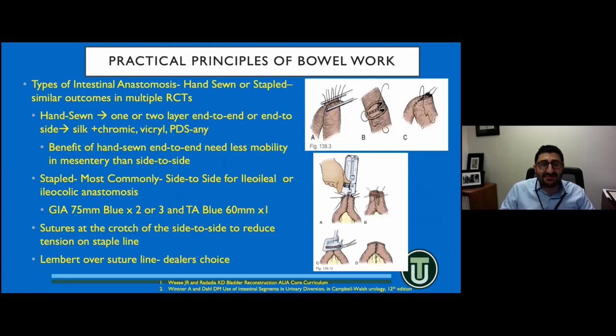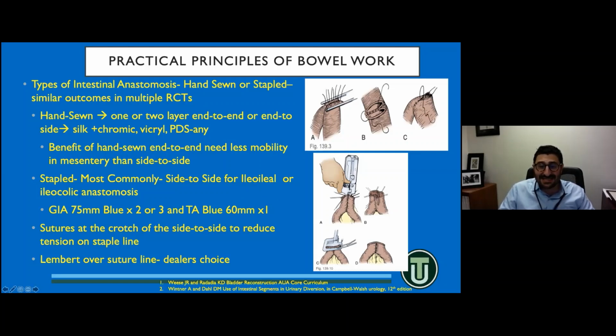So there's different types of intestinal anastomosis, hand sewn or stapled, and they have similar outcomes in multiple randomized trials. Most commonly stapled. I think I've done a hand sewn anastomosis twice, in training. So I don't have a ton of experience doing a hand sewn. Most people do a stapled anastomosis.